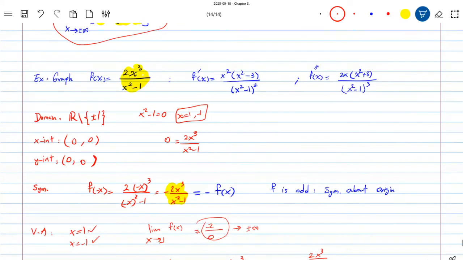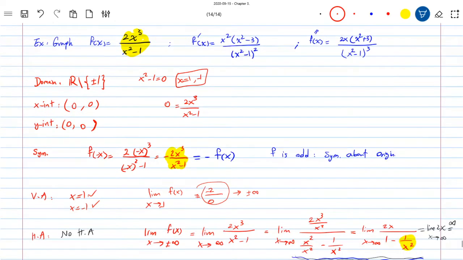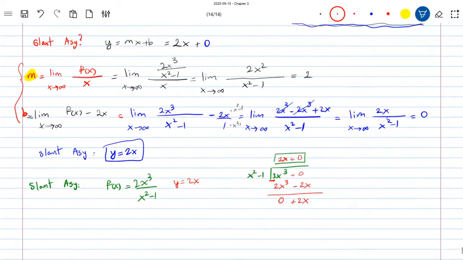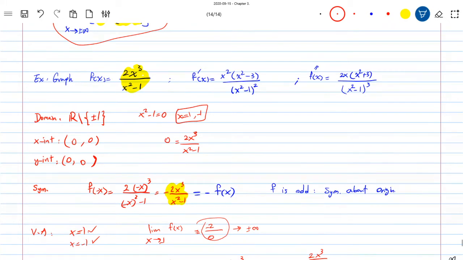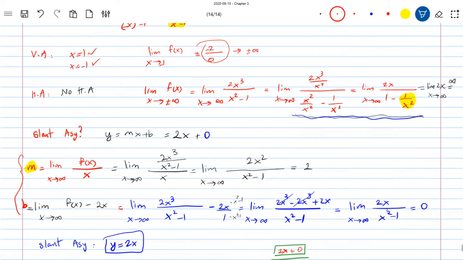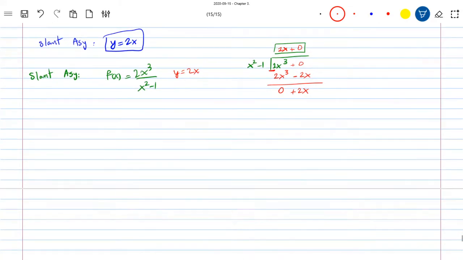Now we can find the increasing and decreasing intervals and local max and min. The first derivative, you should calculate, is f prime of x equals x squared times x squared minus 3 divided by x squared minus 1, squared.